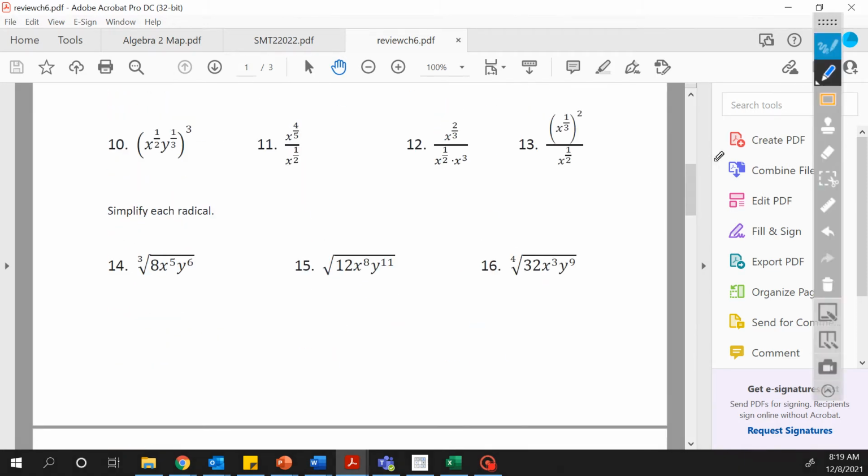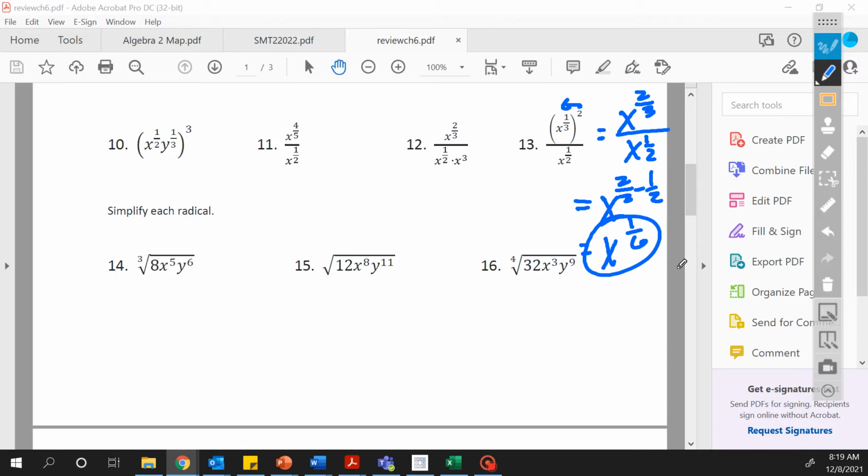13, we have to use two properties. We have to use the product property first, or the power property, to turn this into x to the 2/3 over x to the 1/2. And then we just have to subtract the exponents, 2/3 minus a half. So 2/3 minus 1/2 is 1/6. So this is x to the 1/6 power.